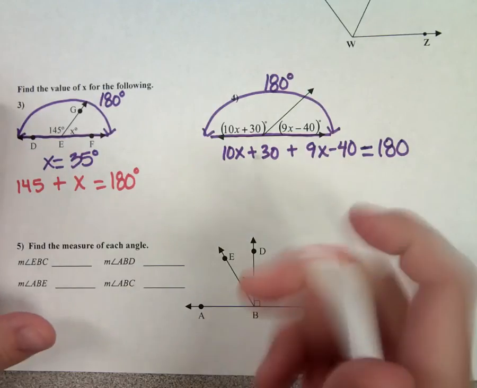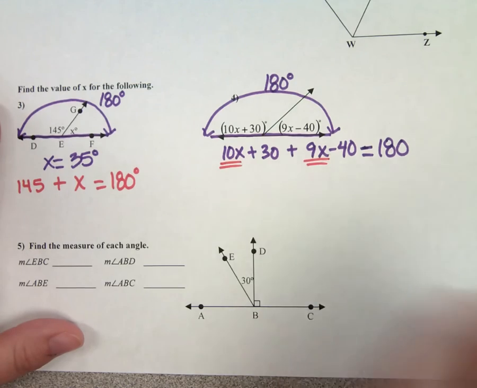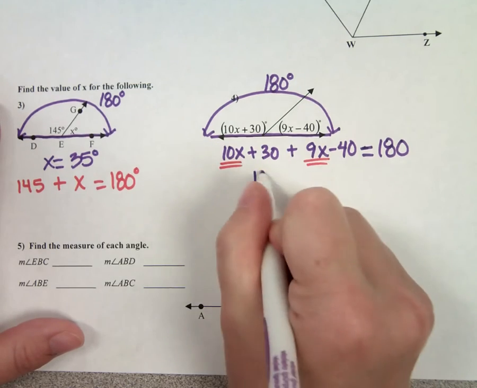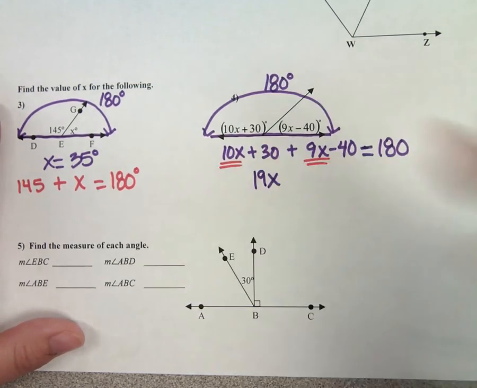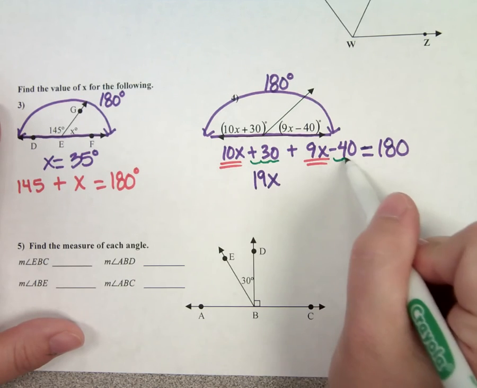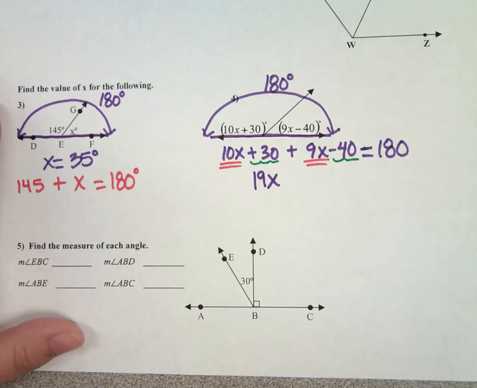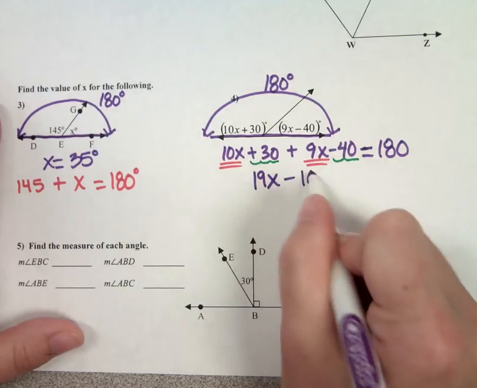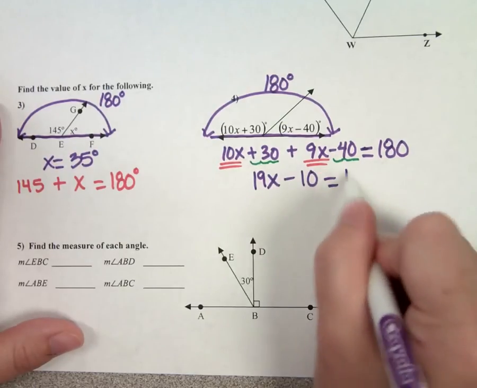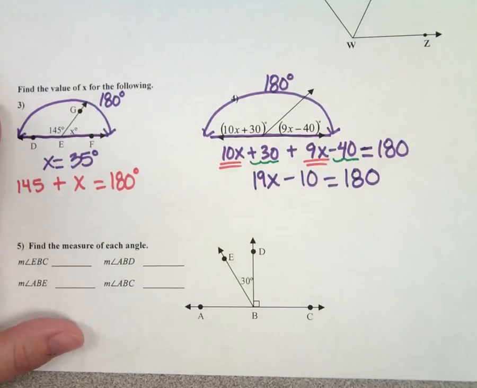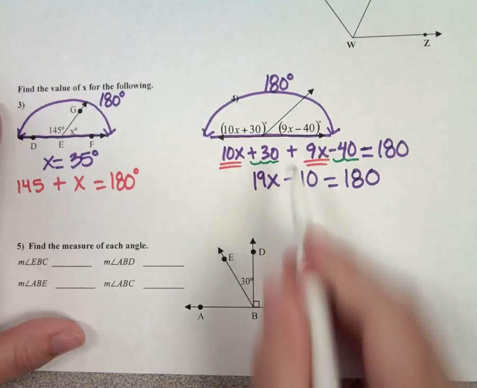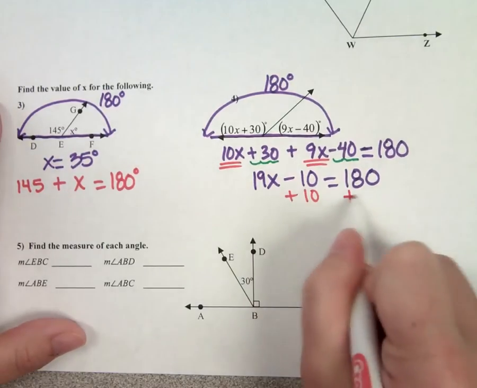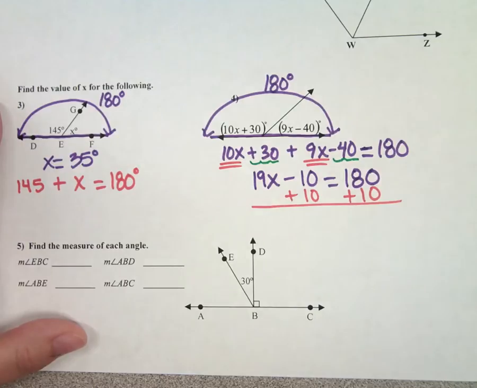We can combine like terms. So 10x plus 9x makes 19x. How much does a positive 30 and a minus 40 make? A minus 10. Bring down the equals 180. Now to get x by itself, what do we do next? We get rid of the minus 10 by adding 10 to both sides.